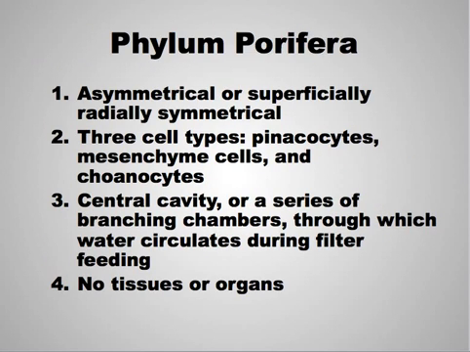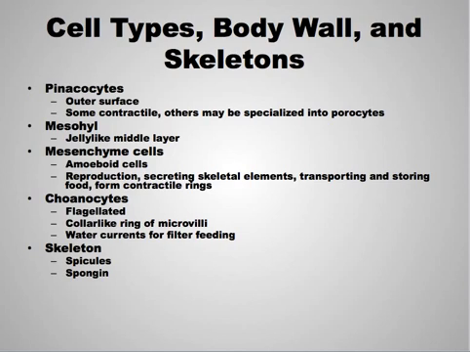The porifera. So these are, of course, sponges, which are radially symmetrical. They do have different kinds of cells. Those three cell types serve different purposes. The pinacocytes you'll find on the outer surfaces. Some of them are going to be contractile. Others of them are just going to be porous.